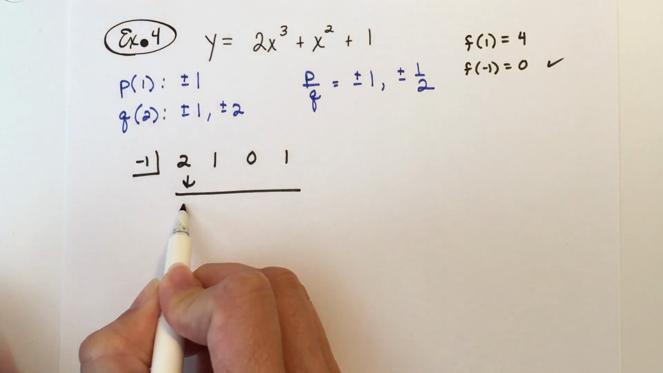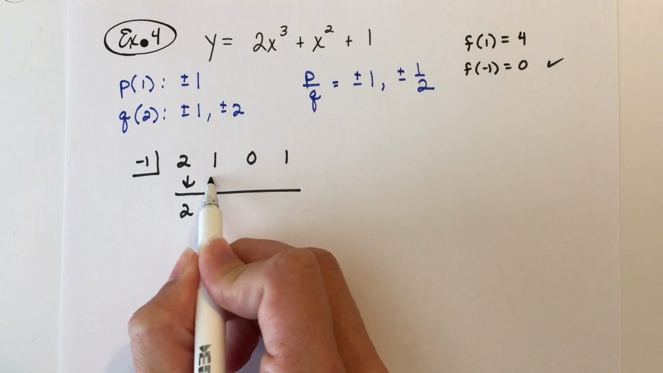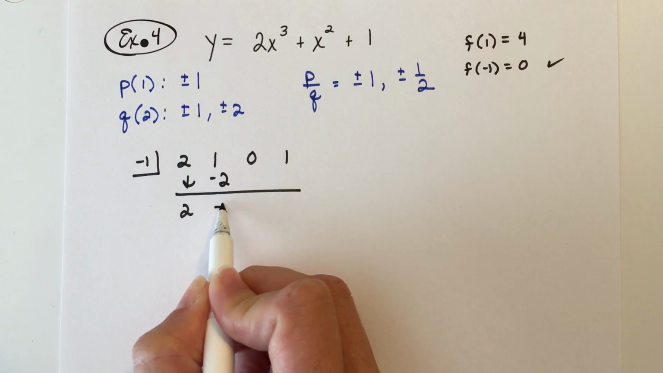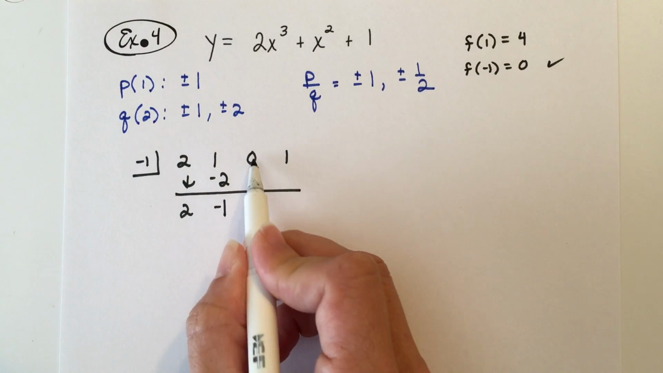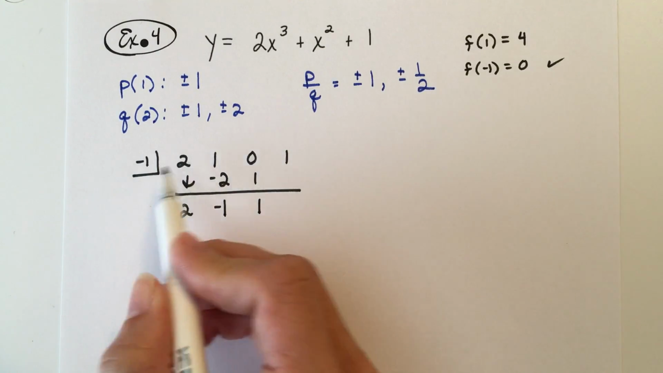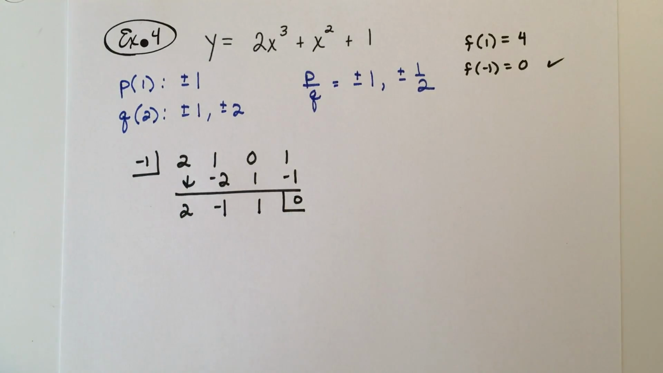Okay, so going through the synthetic division, bring your 2 down. Negative 1 times 2 is negative 2. Add, you get negative 1. Negative 1 times negative 1 is positive 1. Add, you get 1. Negative 1 times 1 is negative 1. Add, see, there's your remainder of 0, okay?